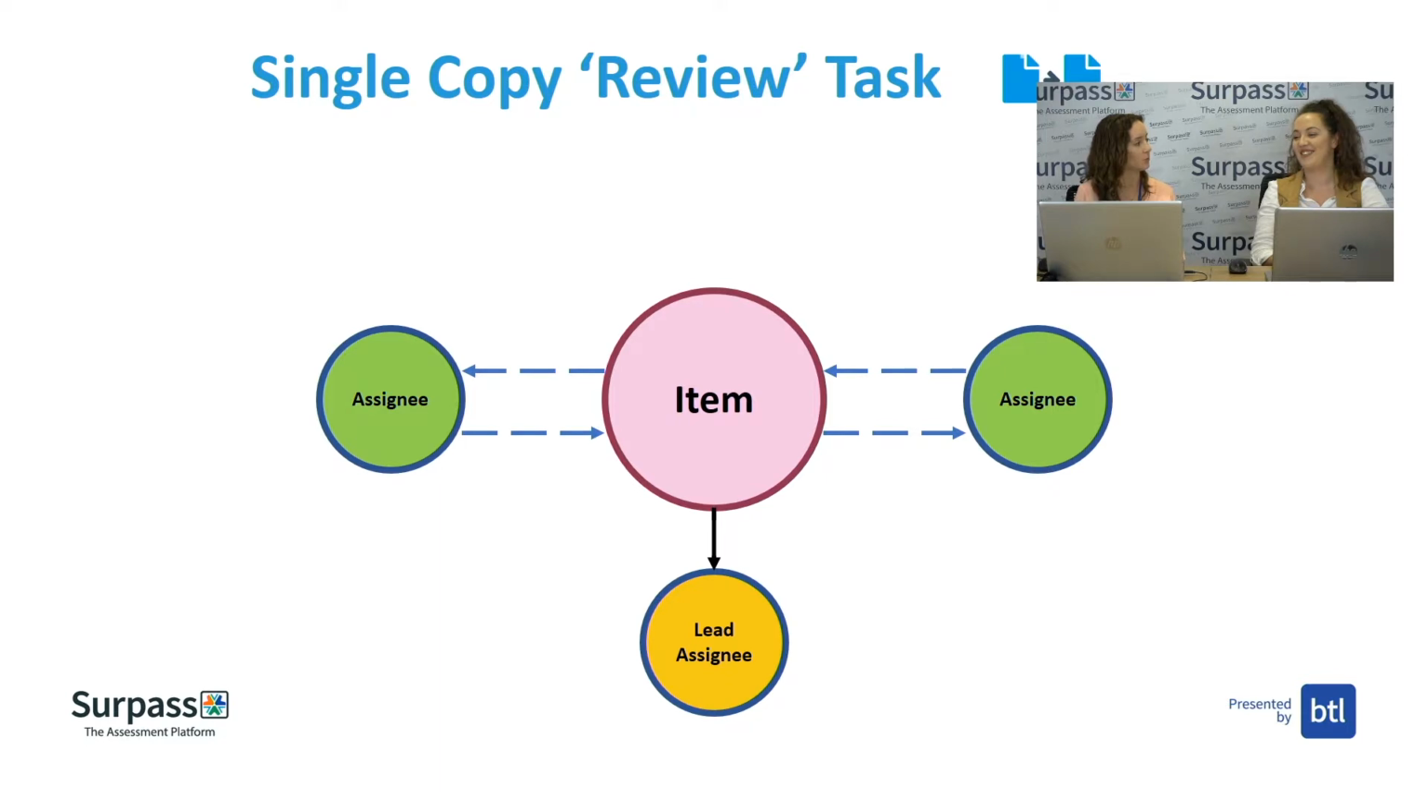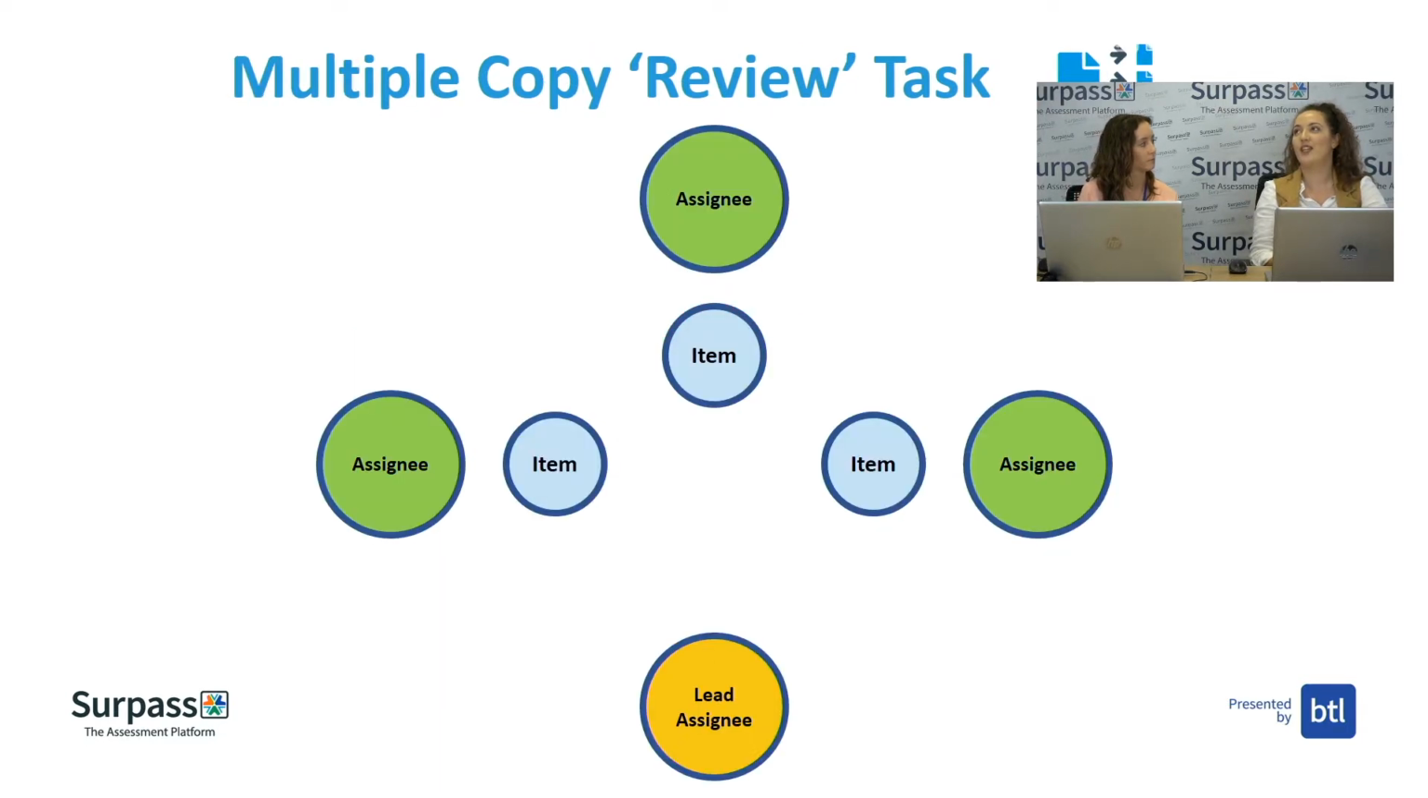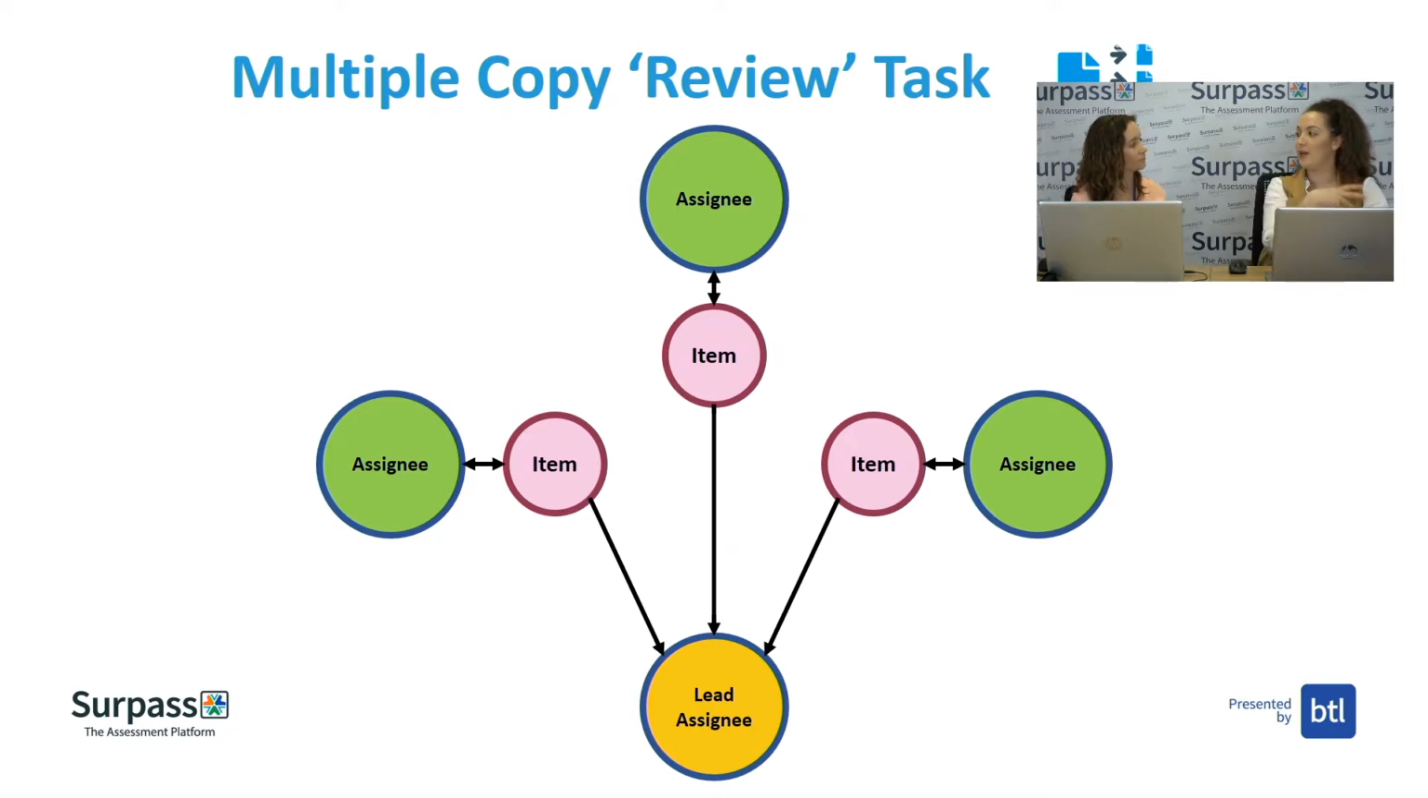Okay, so how does it differ in multiple copy reviews? So the difference is there are multiple copies. So each assignee receives a version of that central item, and then they make the changes to that copy, and then those copies are then sent to the lead assignee. So the lead assignee can review each individual copy and decide which elements of those copies they want to put back into the central item in item authoring.